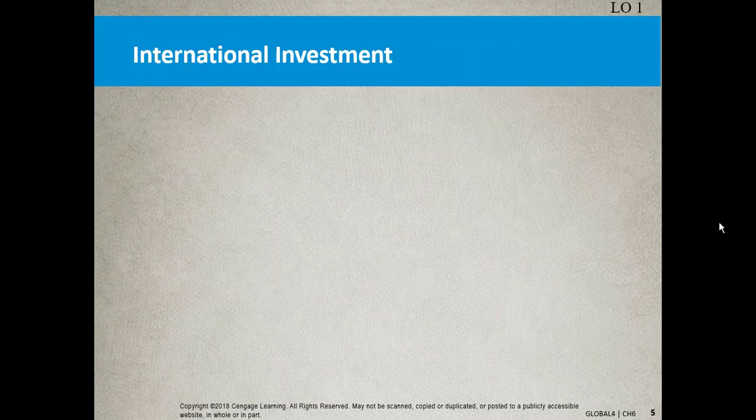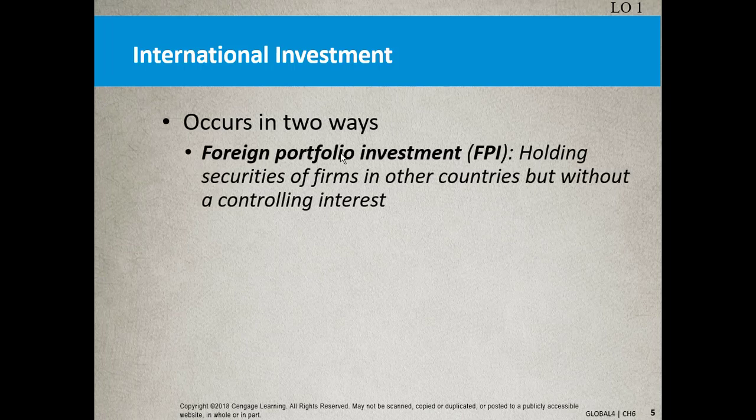All right, let's get going with the content of the chapter with international investment. There's just 2 ways to go when you want to invest internationally. Number 1, foreign portfolio investment, FPI. Here's what you need to know about that. It's indirect investment. It might as well be foreign indirect investment. You don't have control here on this one the way you do with foreign direct investment. You're holding securities of firms in other countries, but without controlling interest. Again, very important.